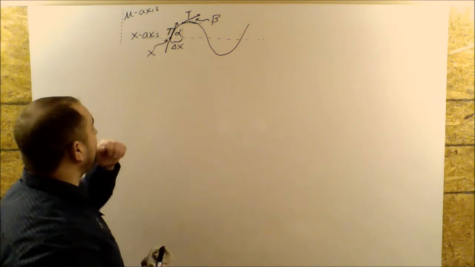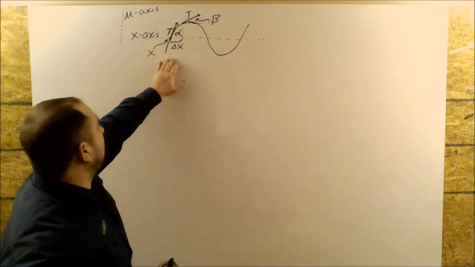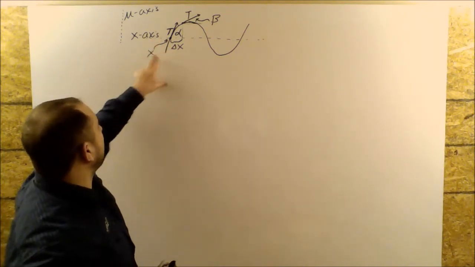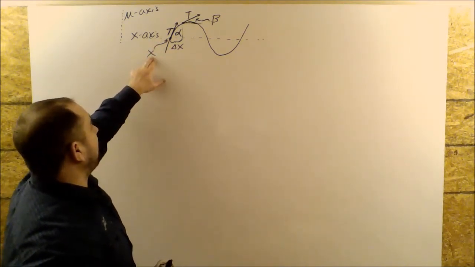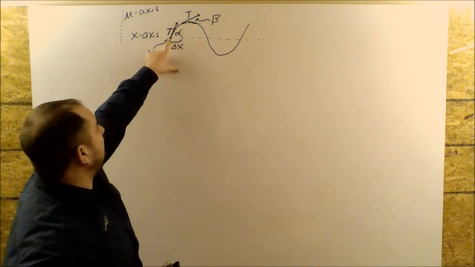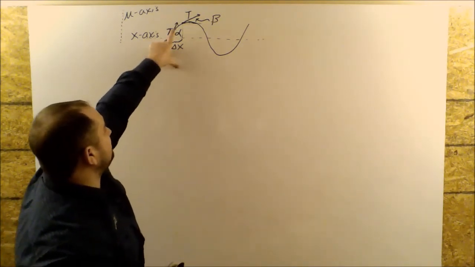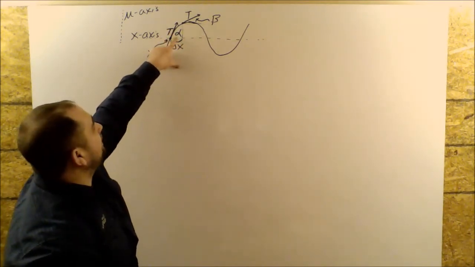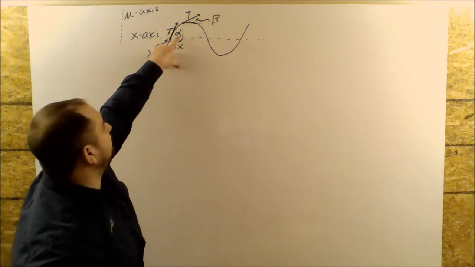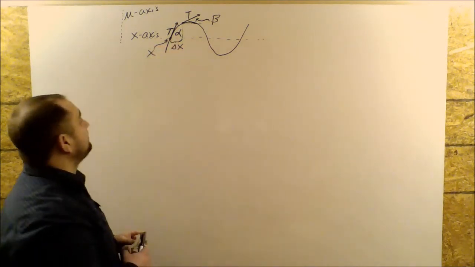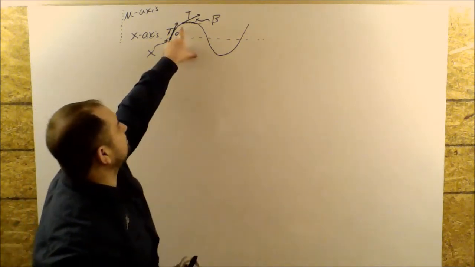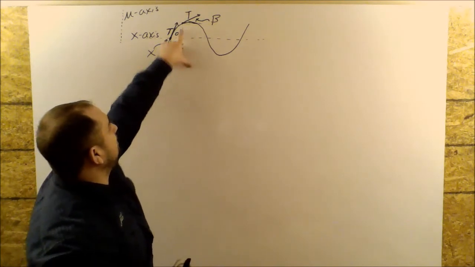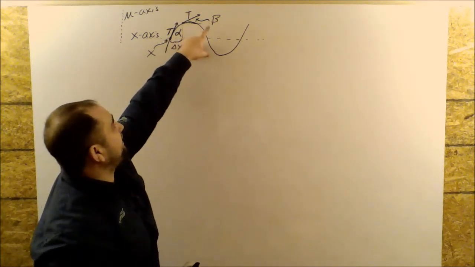Now, what I've done here is I've taken the derivative of the wave equation at the point x. And I've done that to find what the tangent to the wave equation is, what angle it makes with the horizontal. And I've called that angle alpha. Likewise, I've found the tangent to the wave function at x plus dx. And I've called that angle beta.